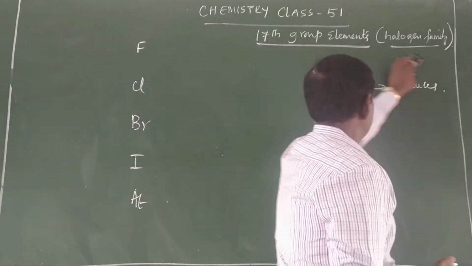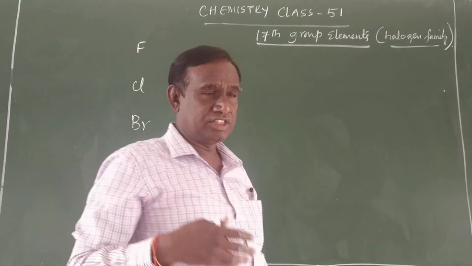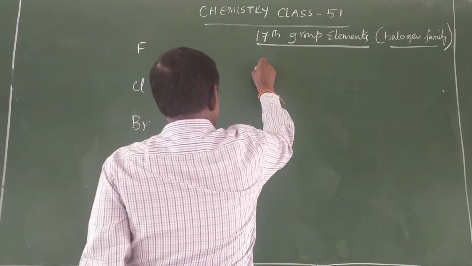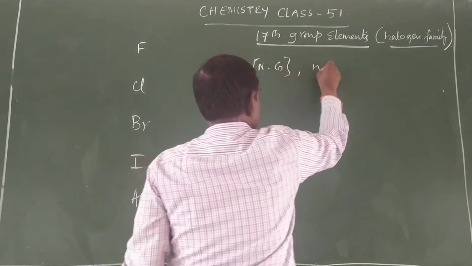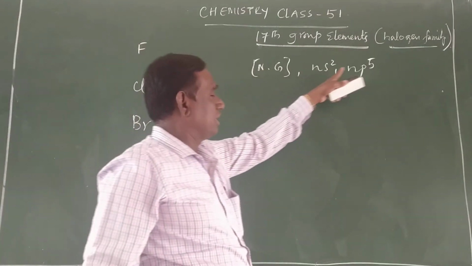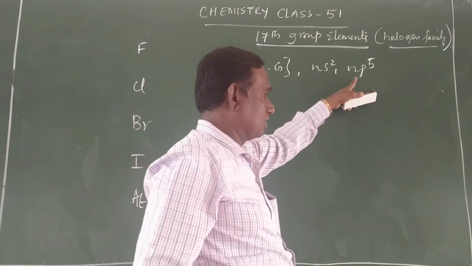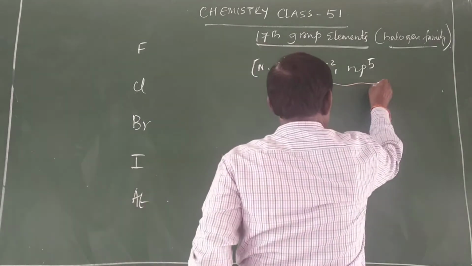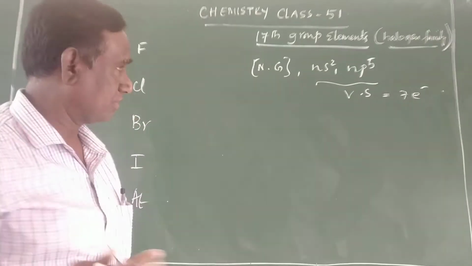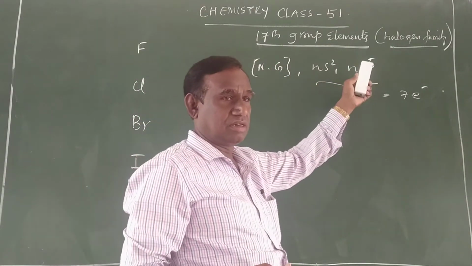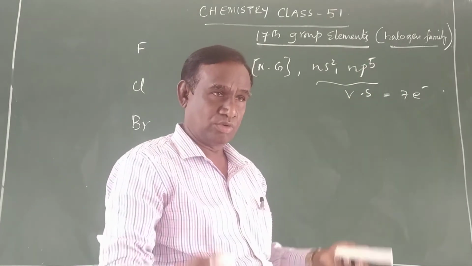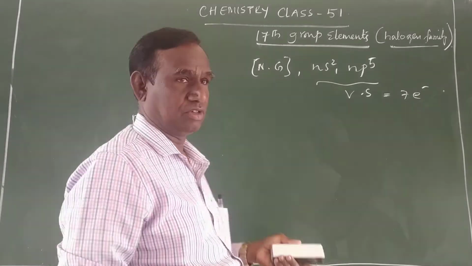What is the general electronic configuration of the 17 group elements? It is noble gas ns2 np5. That means the valence shell contains 7 electrons. Therefore these elements are active, because they are eager to take one more electron to get the octet structure.